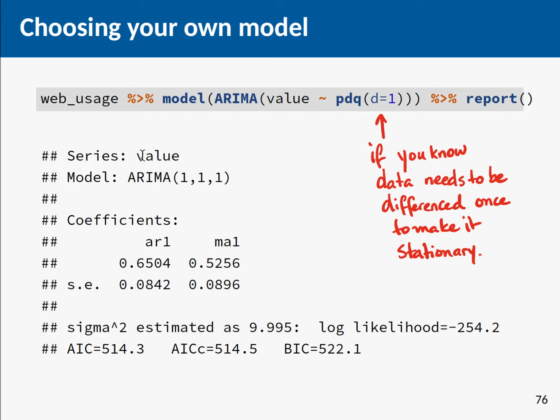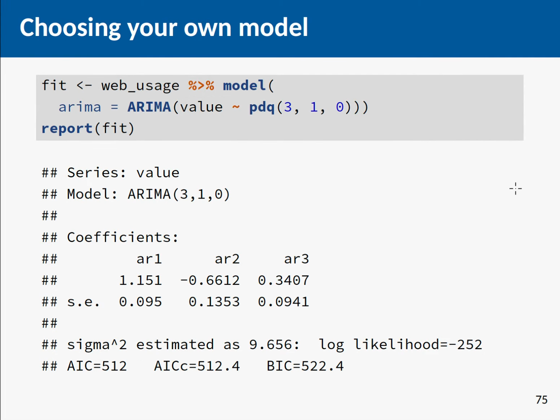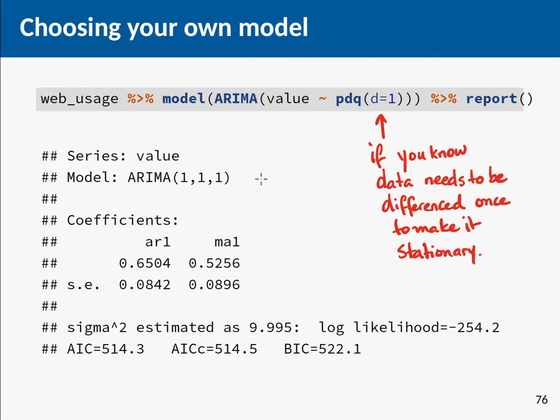So here what R is finding is that the best model is not what we had earlier, 310, but instead a 111 model. This helps us because we estimate fewer parameters, and we have our model which says that the data was differenced once. So you have one AR component, one MA component, which is reported here. The parameters are reported here, and then you have the information criteria.